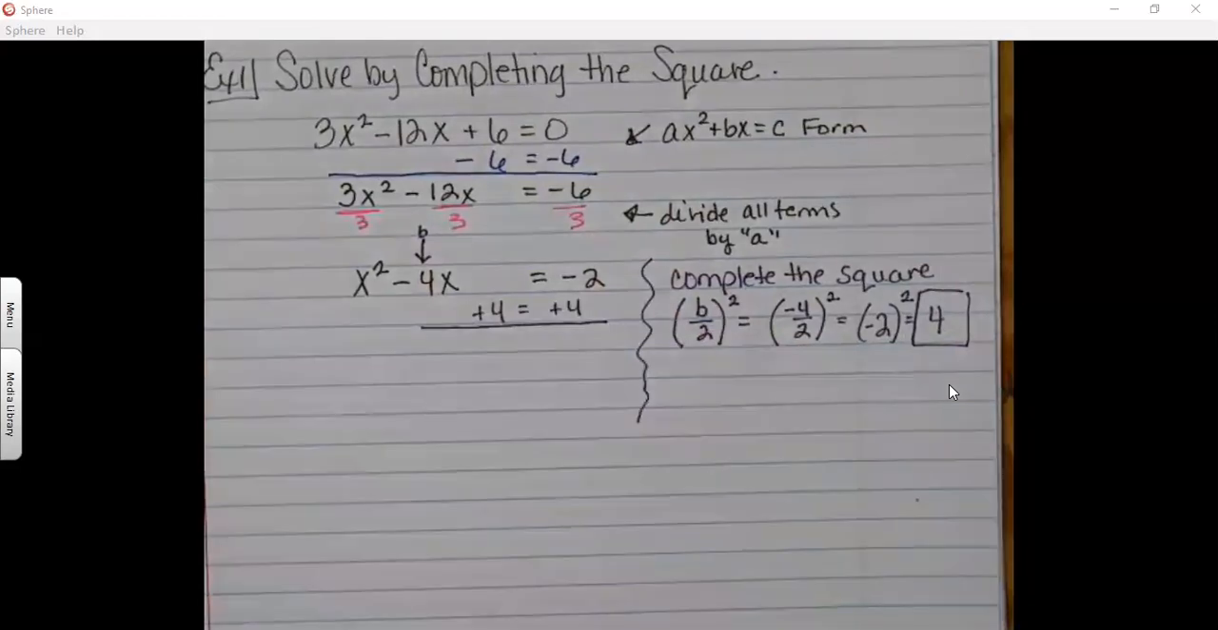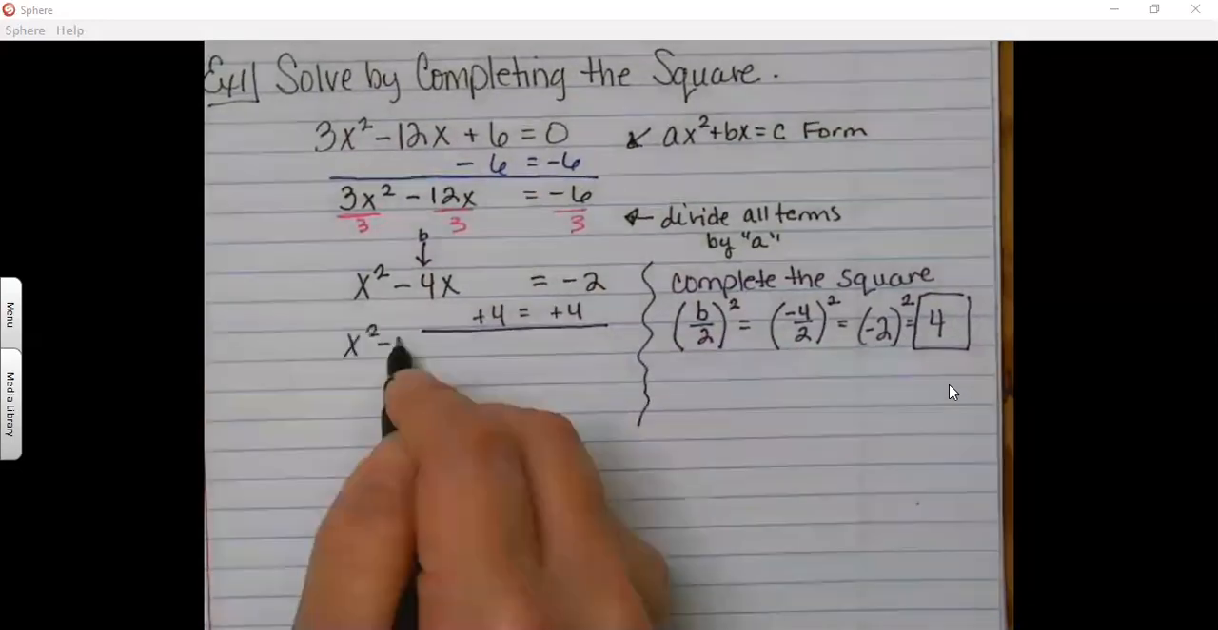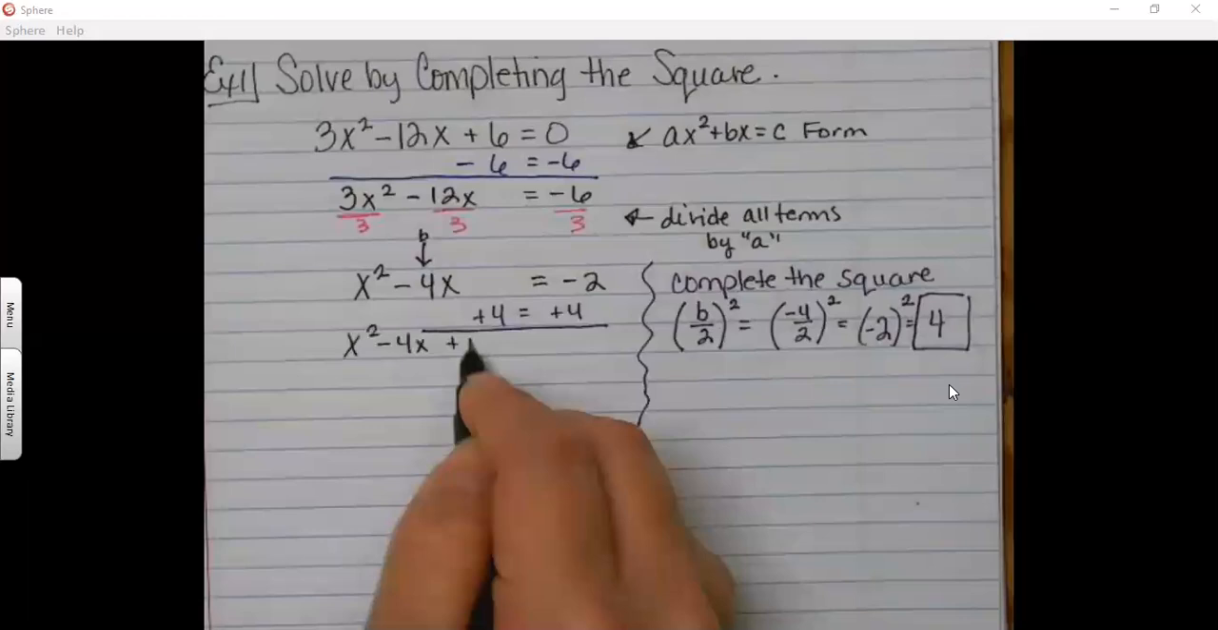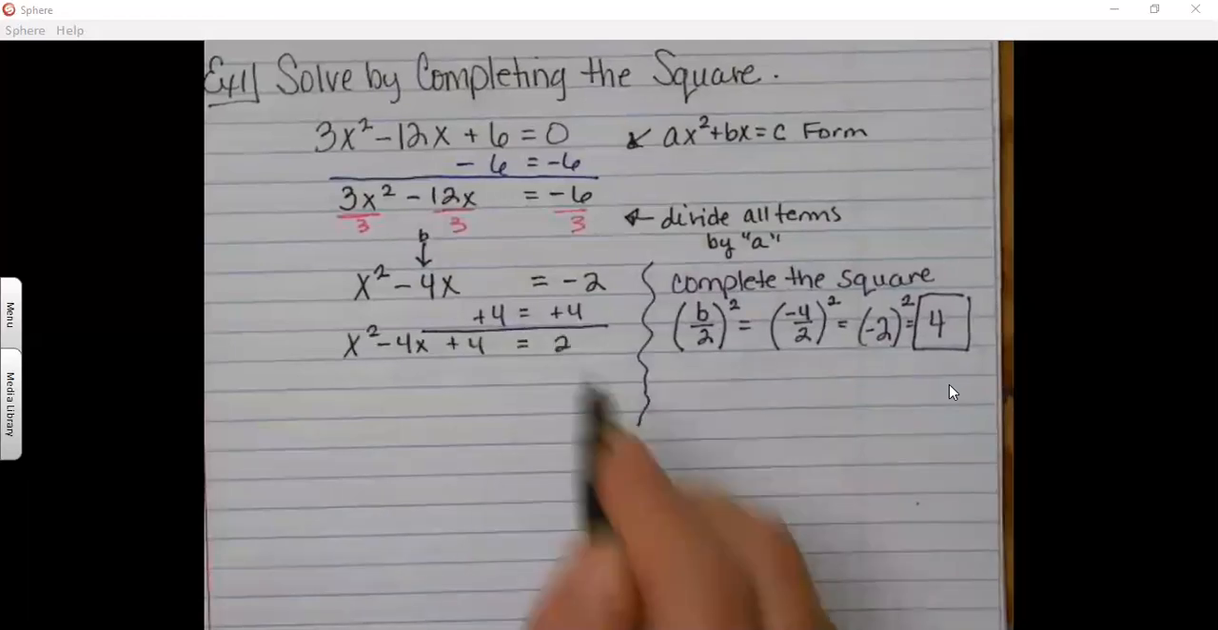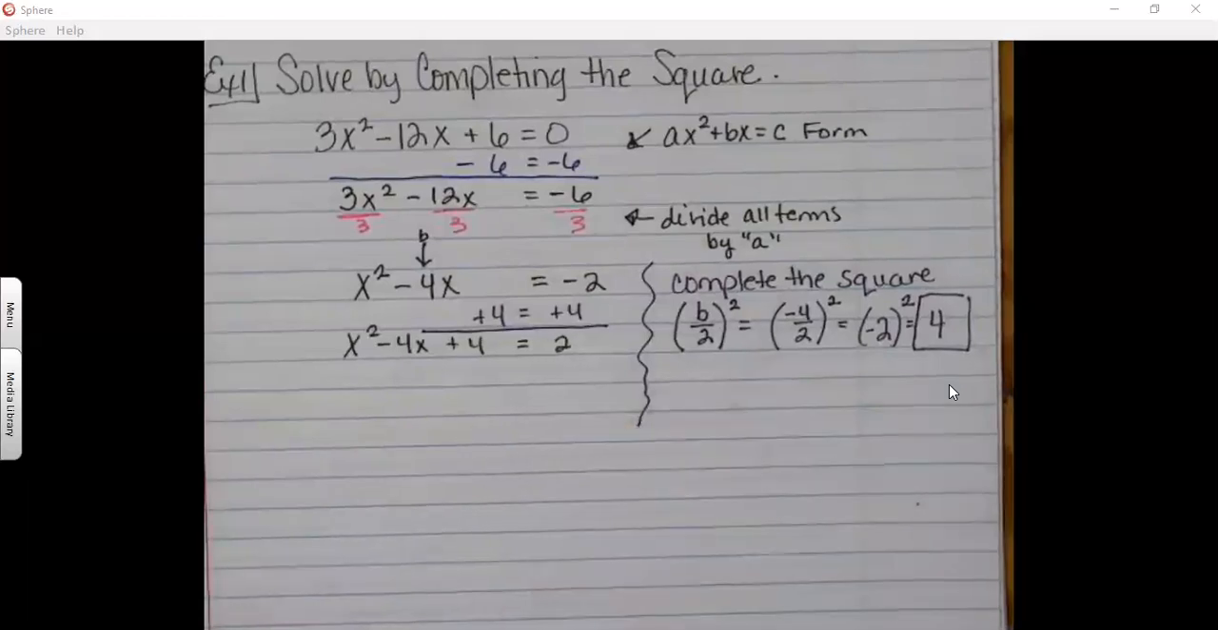So on the left side, I have x squared minus 4x plus 4. None of those terms are like terms. I can't combine any of them, so I just write it in standard form. So that's x squared minus 4x plus 4. And on the right side, negative 2 plus 4 is 2. It does not matter what's on the right side of the equation, okay? It matters what's on the left side. We created a perfect square trinomial.